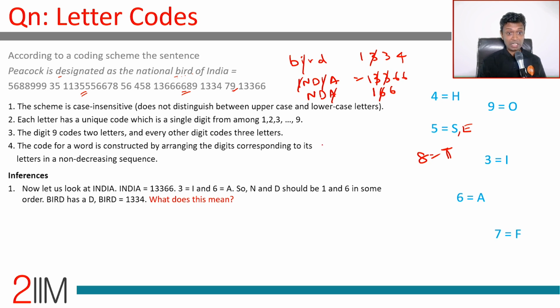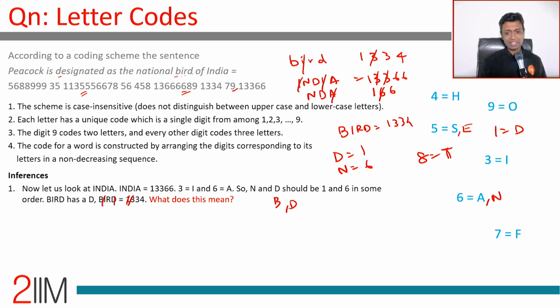Fine. NATIONAL is 1 3 6 6 6 6 8 9. That's a 1 and a 6. That doesn't work. N and D are 1 and 6. BIRD is 1 3 3 4. There is a D sitting here in both of these. Only one is common, so D is 1, N is 6. 6 is A and N. 1 would be equal to D. Fine. So I is 3 and D is 1.